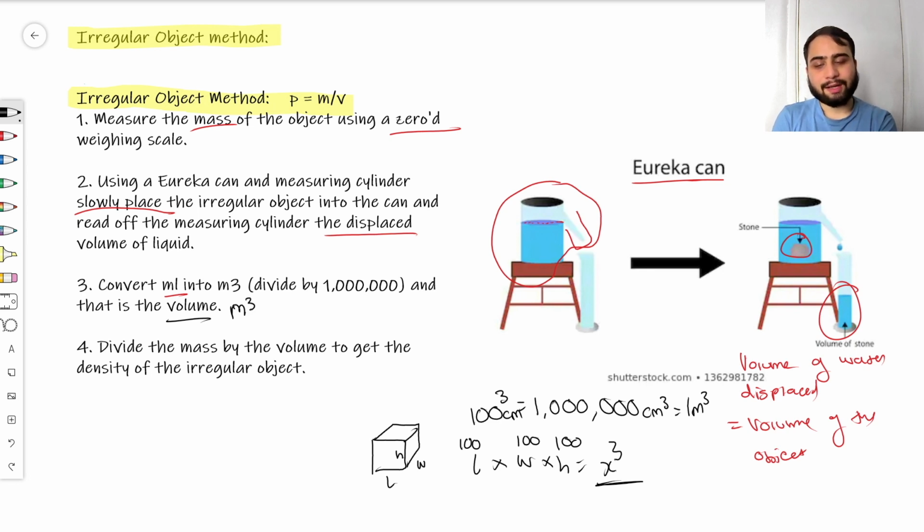Okay, so now number 4, all we do is we divide the mass by the volume to get the density of the irregular object as we did the previous one. Now there are also again some sources of errors in here. One source of error is the fact that some water might splash out of the actual Eureka can itself, and that gives you a systematic error because now the error is present throughout the rest of your calculations. Also, we can get some parallax error again in actually reading the measuring cylinder, and we can get again zero error in the weighing scale.